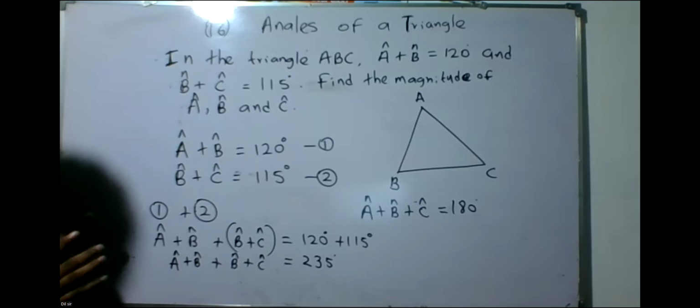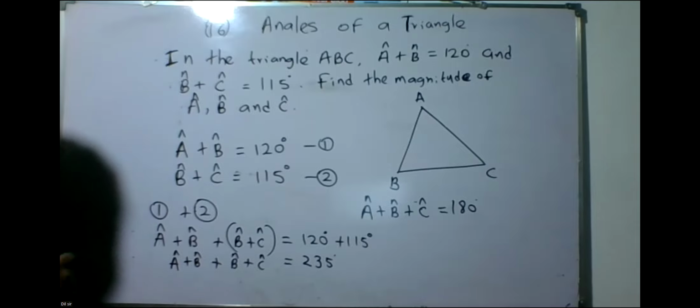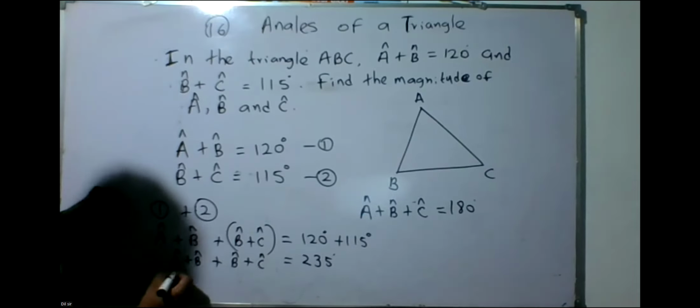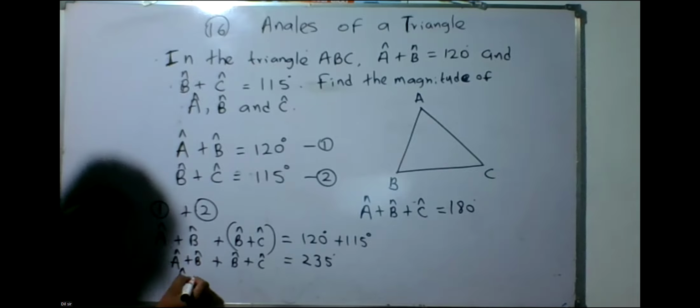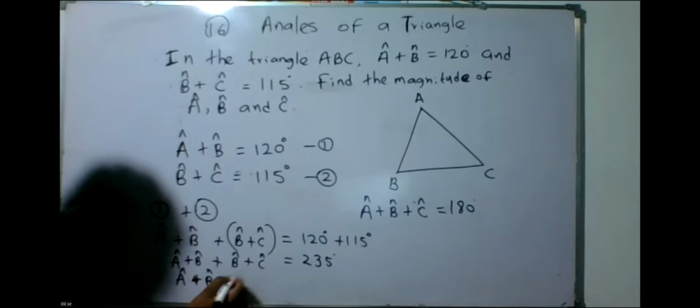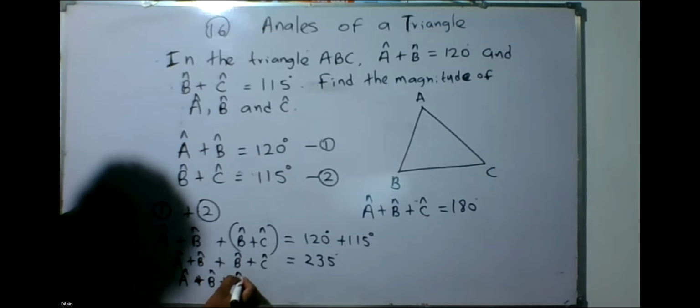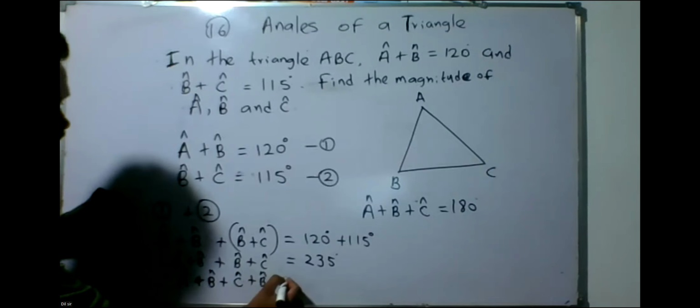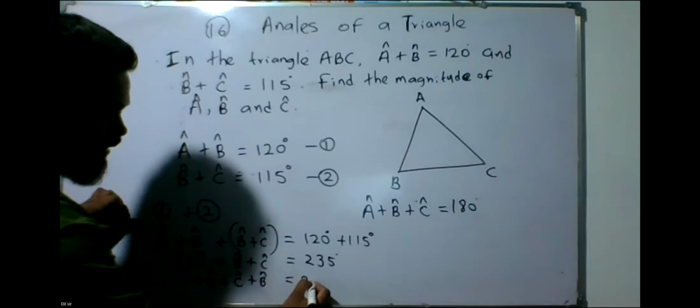Right. Now this is the best place. Now I do a small change, which you can see. First letter A. Second letter B. Third letter, I take this C. And after that, I write the other B. 235.